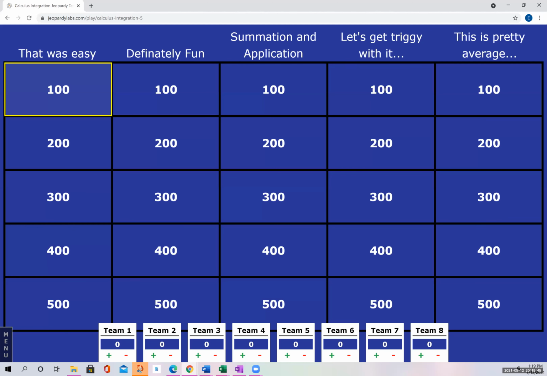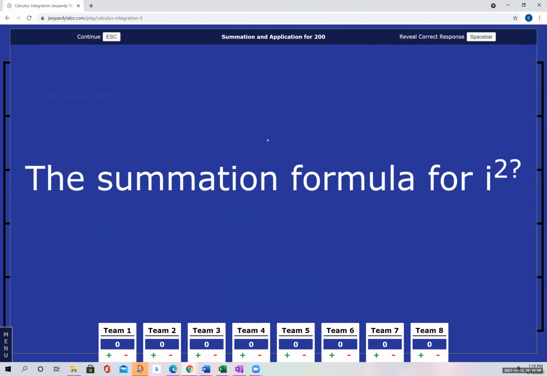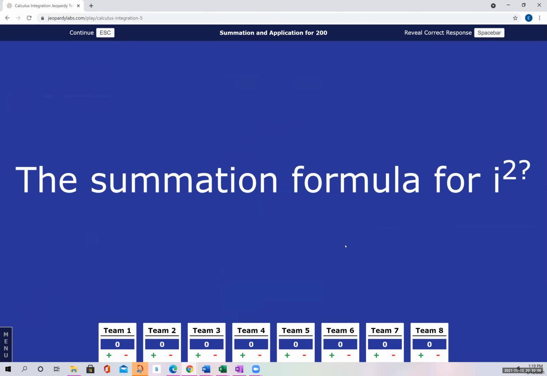So we're looking at right now a Jeopardy review. Team one has chosen summations and application for 200 points. Okay, the summation formula for i squared.